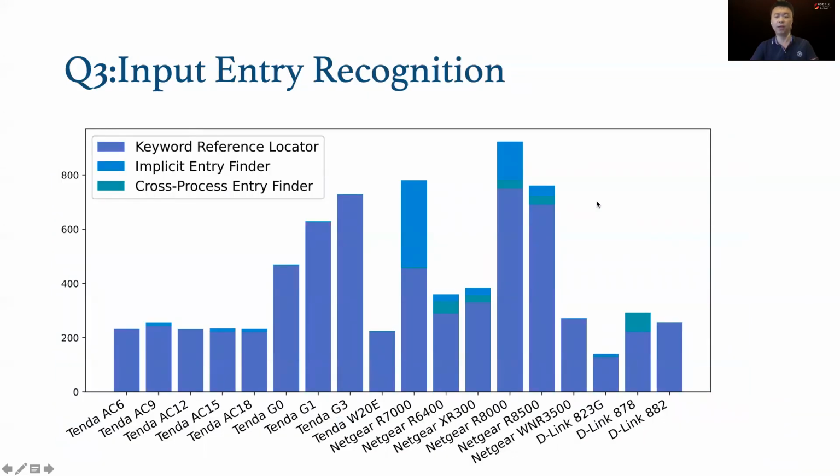For the third question, how efficient and accurate is our taint analysis? First, this figure lists the number of keywords in each sample detected by our three different modules. We can see that most of the imported keywords are collected by the keyword reference locator, especially for Tenda devices. Netgear samples contain more keywords located by the implicit engine finder, and the D-Link samples contain more keywords from the co-process engine finder.